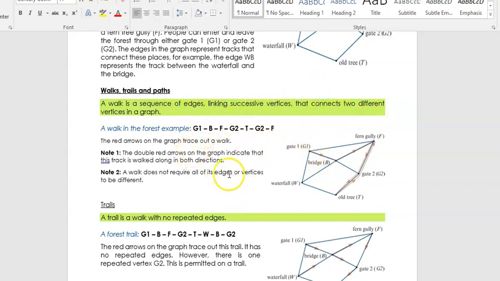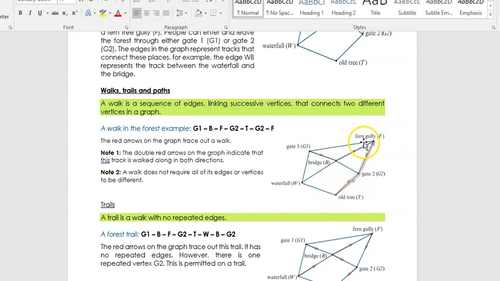So an example of a generic walk is from gate 1 to the bridge, then we go to the fern, back to gate 2, to the tree, to gate 2 again, and to the fern. And you can see this shown in the diagram by these red arrows. So we go up and down here. Now it's a generic walk.